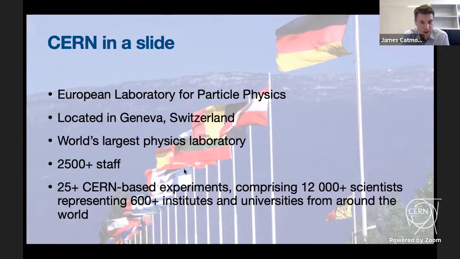It has 2,500 staff who are actually employed by CERN, but then there are more than 25 CERN-based experiments. And together, there are more than 12,000 scientists representing more than 600 institutes and universities from all over the world, who either can work at CERN or they are using CERN facilities, but working in other countries like I am.